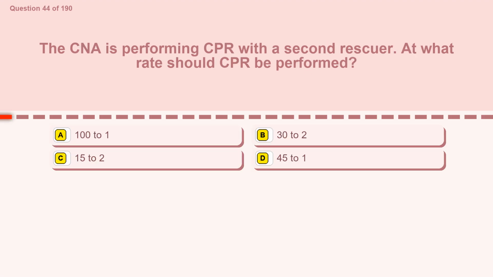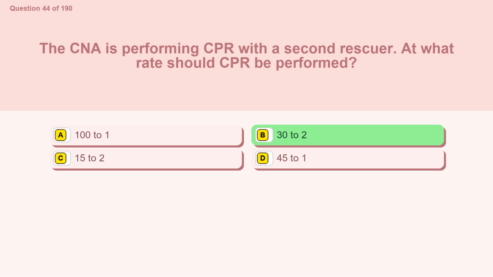Question 44. The CNA is performing CPR with a second rescuer. At what rate should CPR be performed? Option A, 100 to 1. Option B, 30 to 2. Option C, 15 to 2. Option D, 45 to 1.